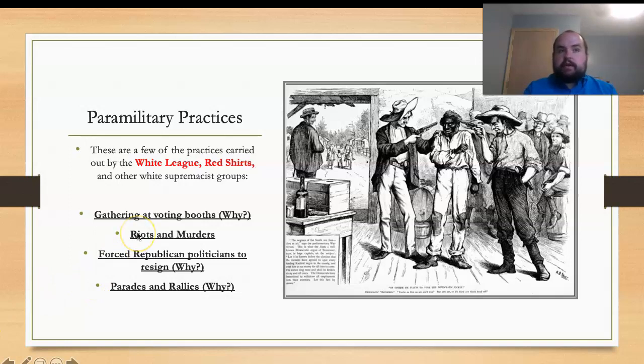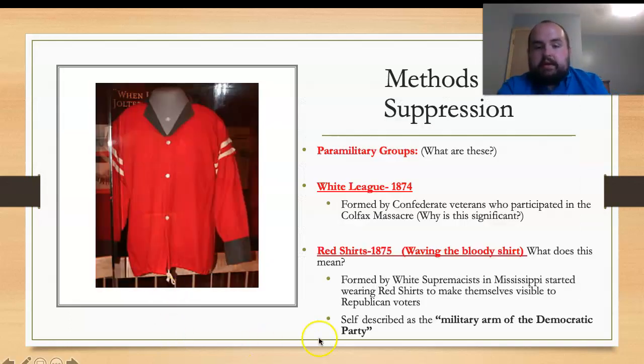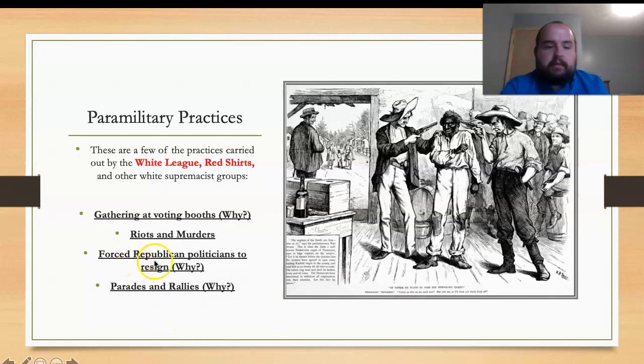Riots and murders were very common. Of course, we're going to talk about one today. So again, they're not shy at all about using violence. And they would often directly force Republican politicians to resign. Why would they want to do that? Again, very short pause because, again, I basically already answered this one. The Republicans were the party of Lincoln. Get rid of Republican politicians, and Democrats and white supremacists can take their place.